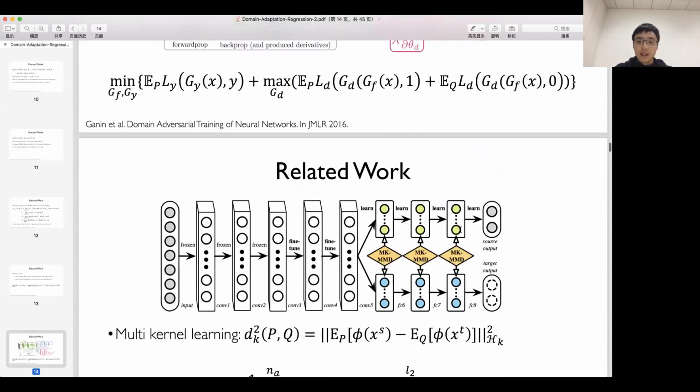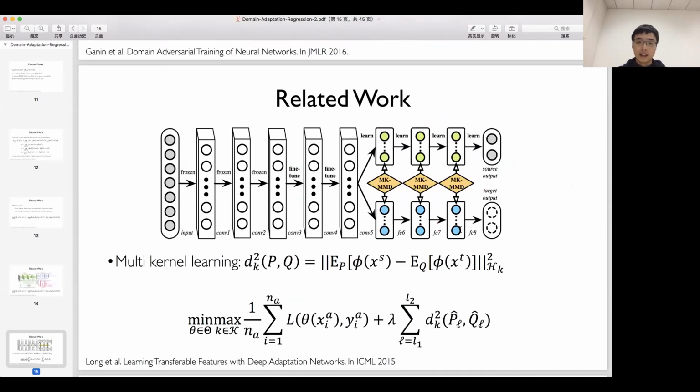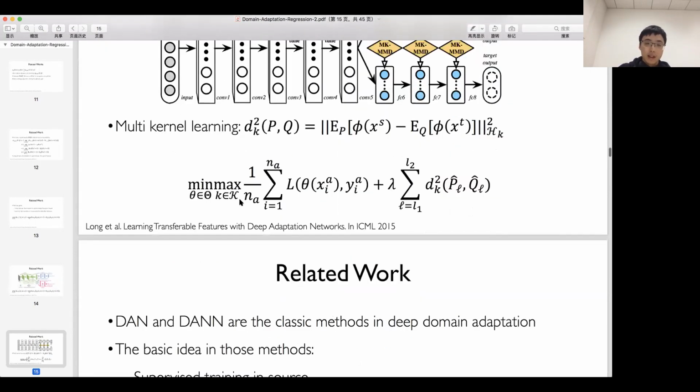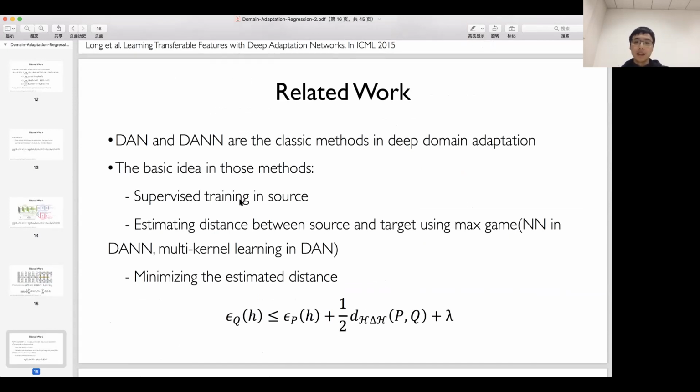There are also other classical works that are similar. For example, this work tries to use multi-kernel learning instead of neural networks to estimate the upper bound of the H delta H divergence. And it is the same as DANN. It tries to learn representations to minimize the estimated distance. So these are very classic works in deep domain adaptation, and there are two common baselines in this field.